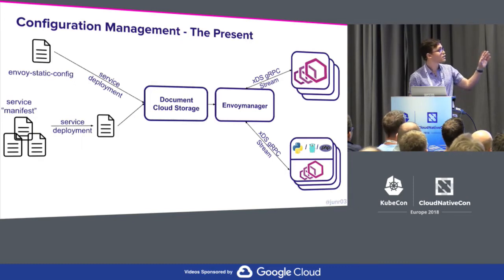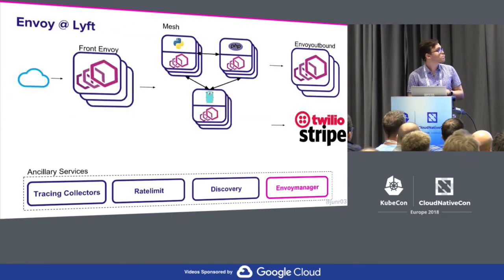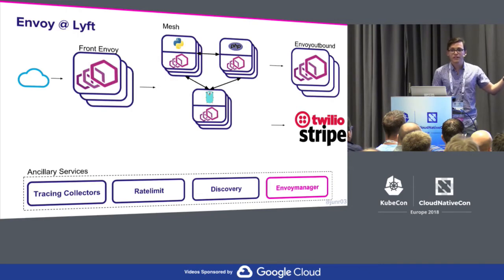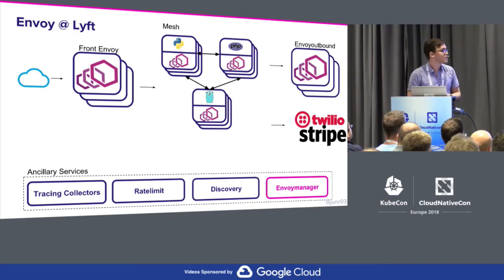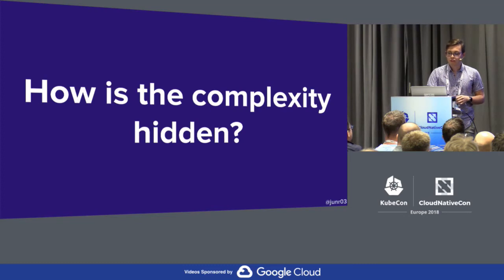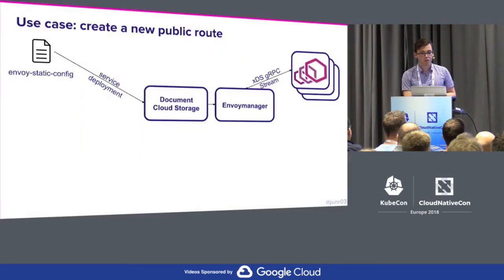So again, this is the entire diagram. Envoy Manager really fits in the Envoy ecosystem at Lyft, just like any of the other ancillary services that we have. It sits in our infrastructure and it informs Envoy of all the dynamic configuration that it knows about. So how did this new process hide the complexity that we were seeing before?